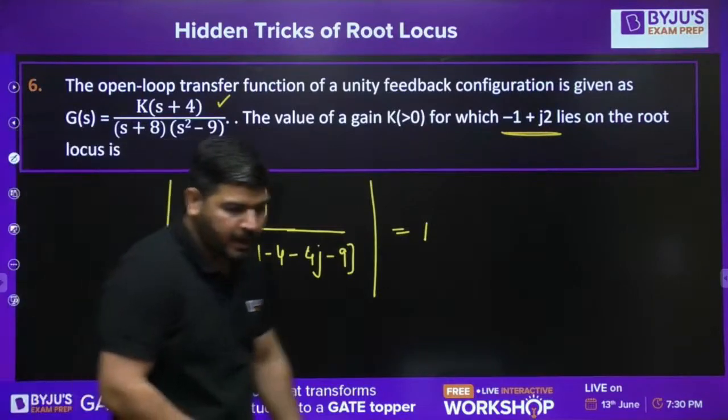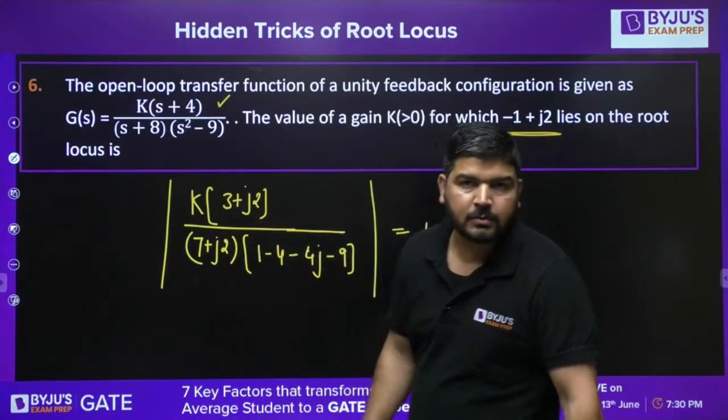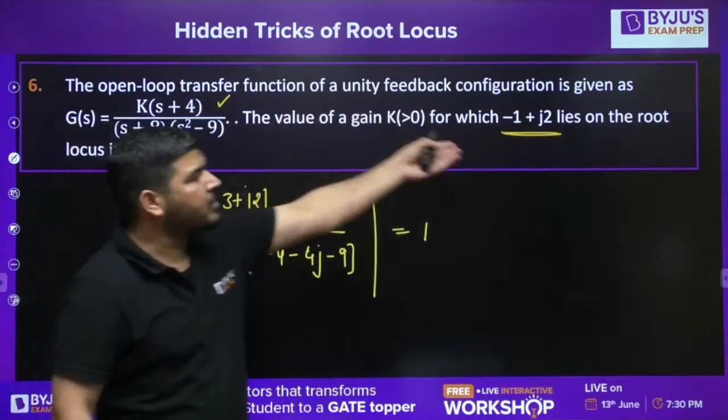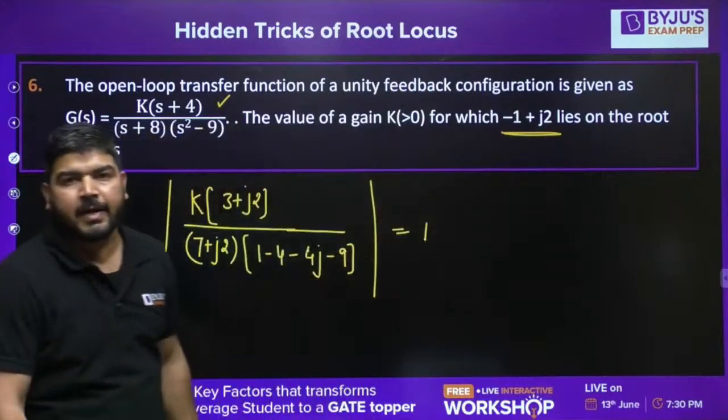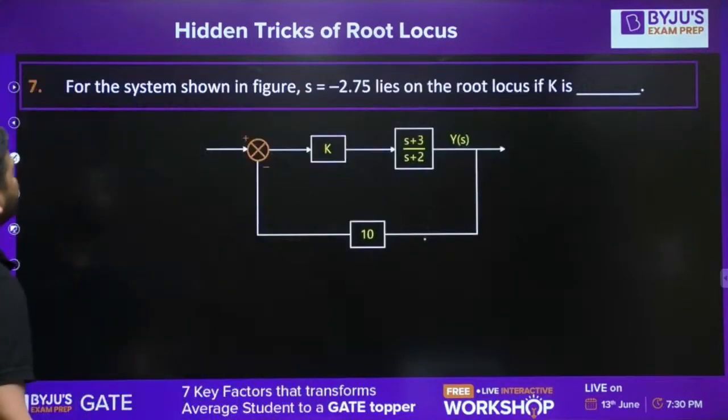So we need to calculate the magnitude of this quantity and calculate the value of k. It's easy peasy. You can do it yourself now. You can calculate the k value, so no need to solve this question. It's very simple, okay? This point lies on the root locus. It means it has to satisfy the Evans condition. Magnitude has to be 1. Okay, let's come to the next question.